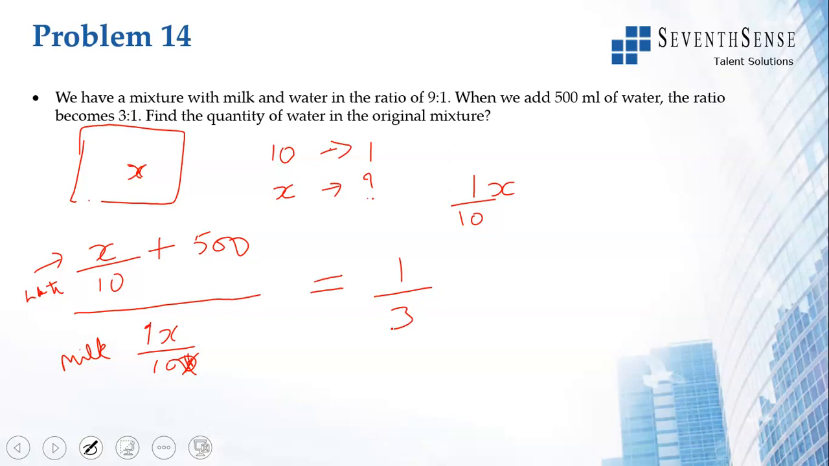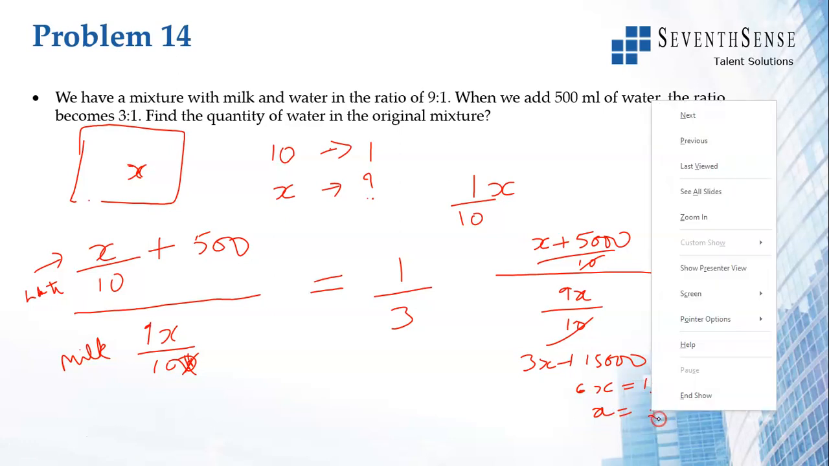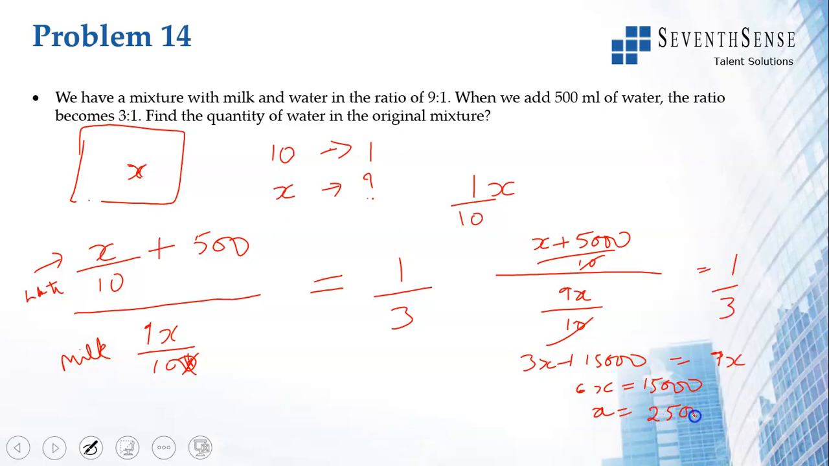So I get (x plus 5000) by 10 over 9x by 10 is 1 by 3. 3x plus 15,000. You can even keep it in liters, probably would have made calculations simpler. So 6x is equal to 15,000. Now our answer is in ml. X is equal to 2500 ml, which means x is equal to 2.5 liters.